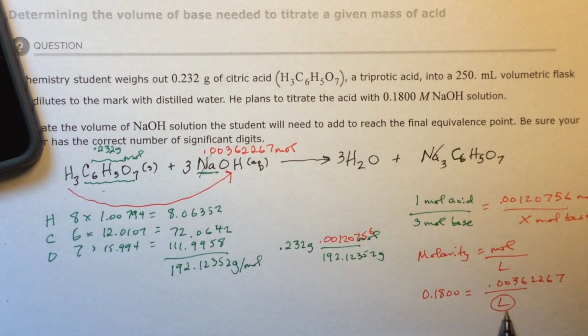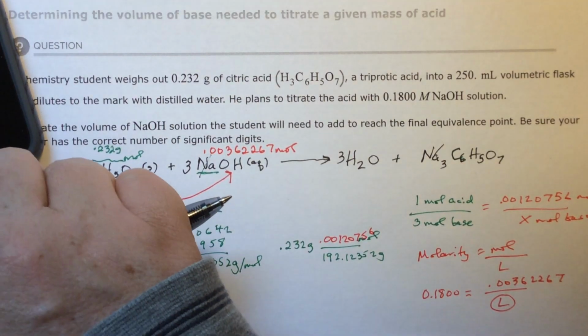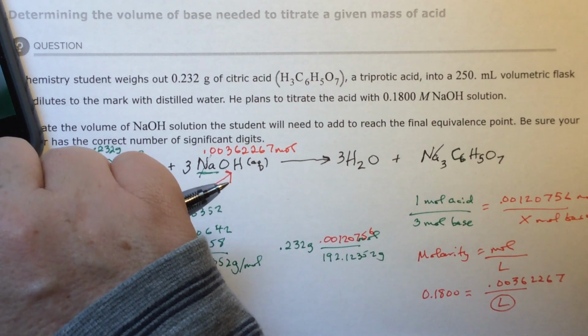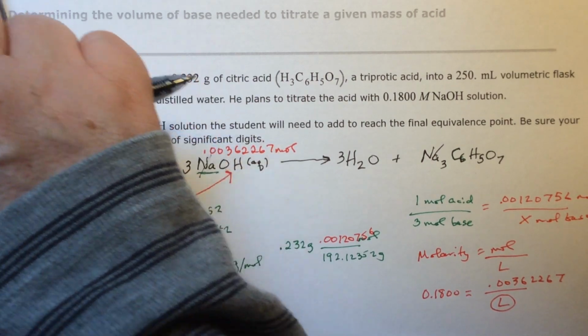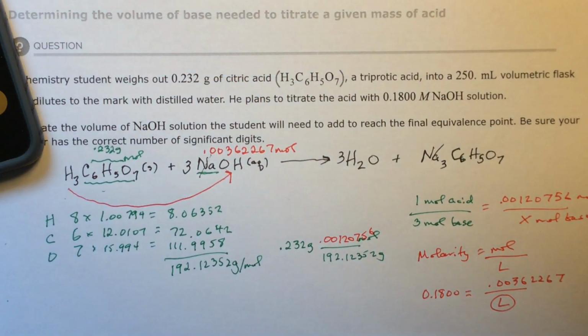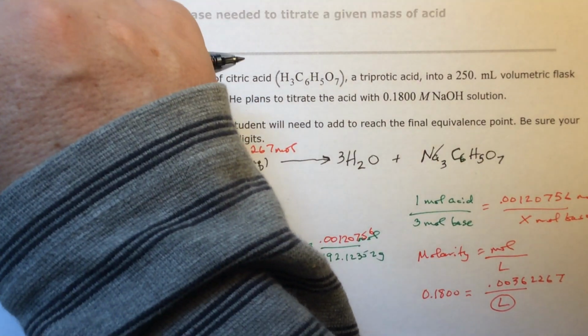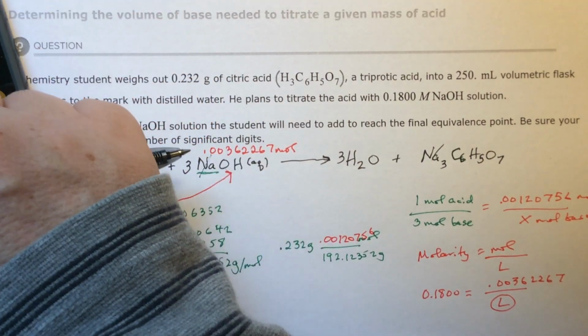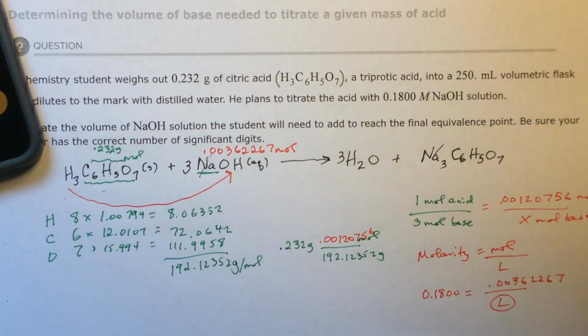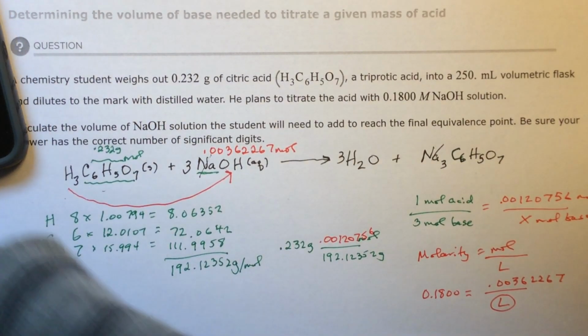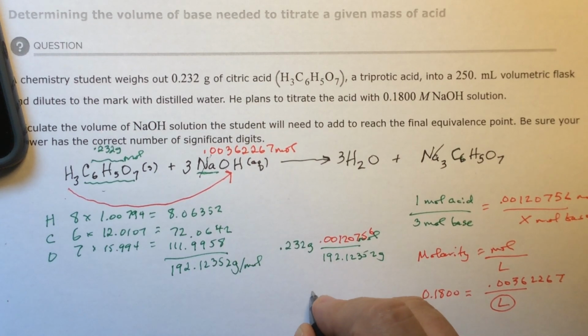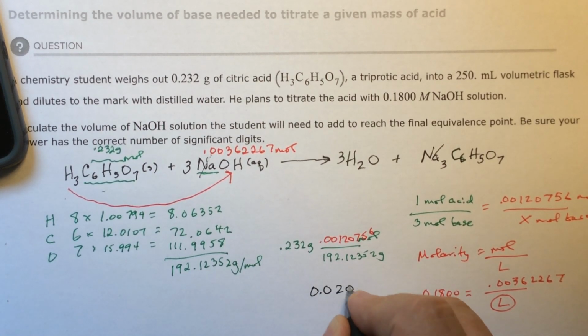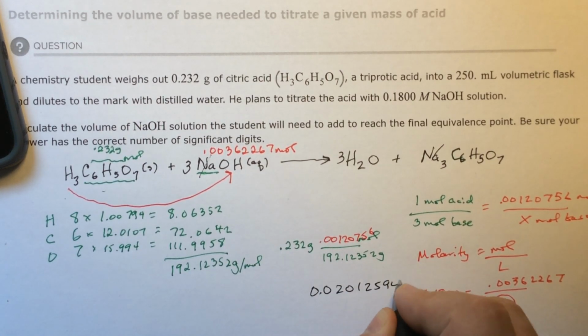Okay, so how do I find liters? I'm going to move the furniture. The liters goes up, molarity comes down. So I'm going to take this number and divide it by 0.18, and I've got an answer of 0.0201254 liters.